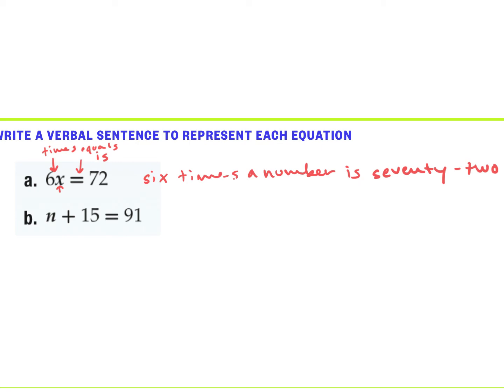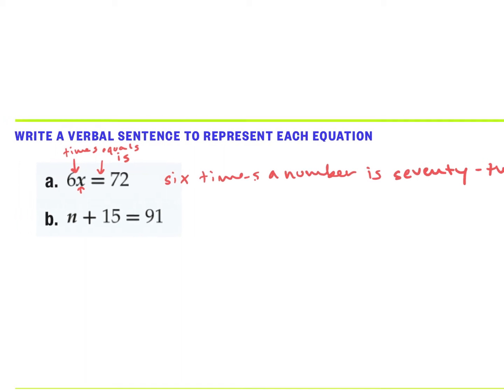What's another word for multiply? Could say multiply. We just use times. What else? The product of. So I could say the product of 6 and a number is 72. So more than one way you could say this. So there's more than one right answer.